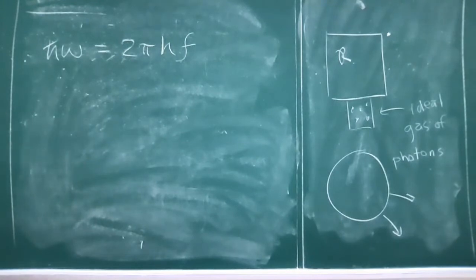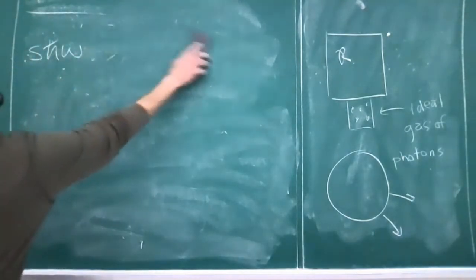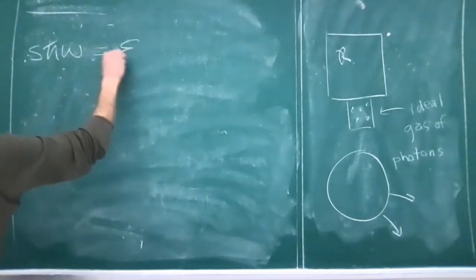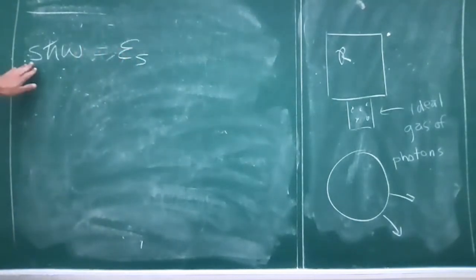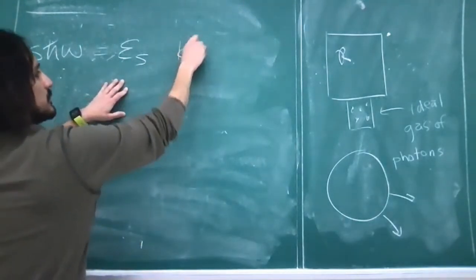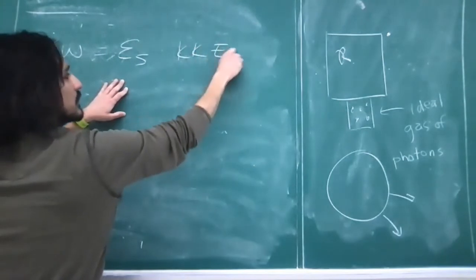So you can put S photons in the same energy state. So the energy of that state is going to be S, the number of photons, times the energy of that state, h bar omega. So this is equation 4.1.